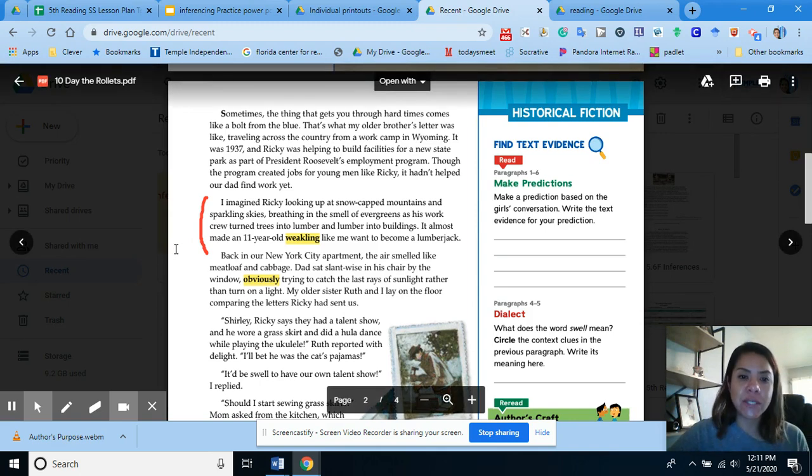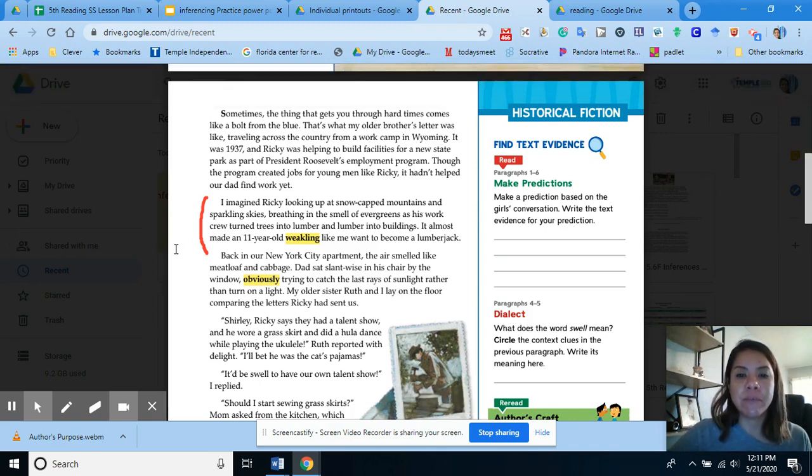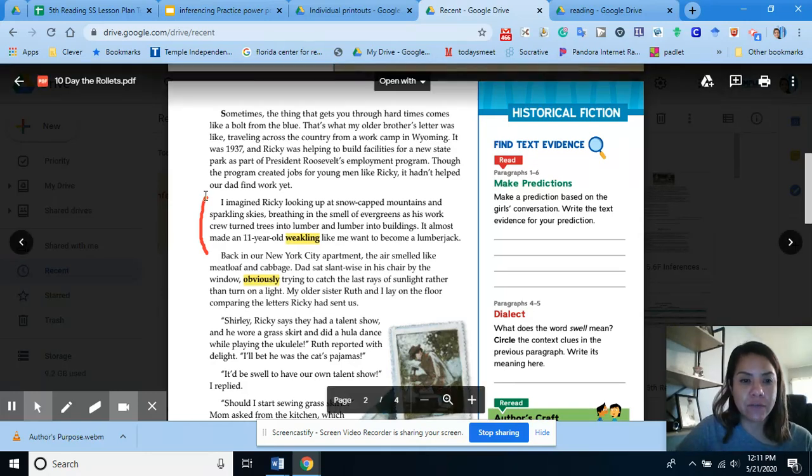"I imagine Ricky looking up at snow-capped mountains and sparkling skies, breathing in the smell of evergreens as his work crew turned trees into lumber and lumber into buildings. It almost made an 11-year-old weakling like me want to become a lumberjack." So I want you to think of what's happening in that paragraph.